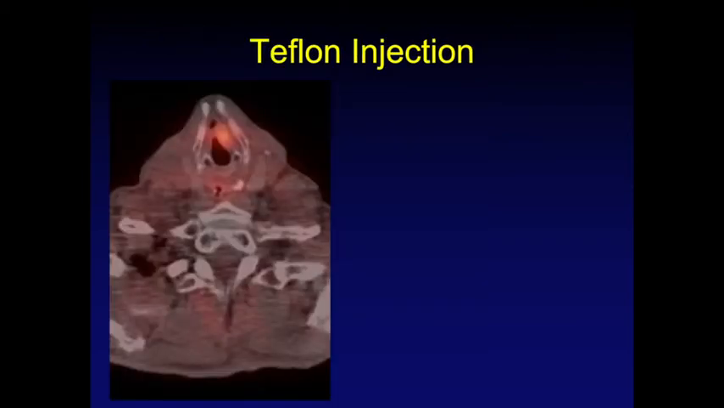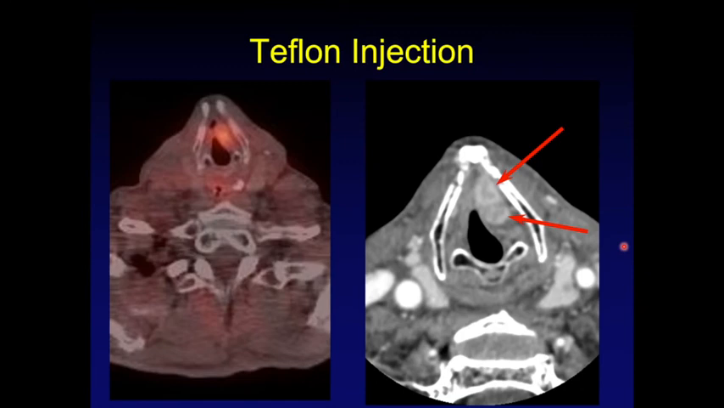Teflon injections. This slide has almost become anachronistic. We no longer use Teflon to augment the vocal cords because we realized it is not bioinert. It does cause an inflammatory reaction. So when you see uptake in a single vocal cord, and that corresponds to a well-defined hyperdense area within the cord itself, that is likely to be a Teflon injection to correct for vocal cord paralysis.